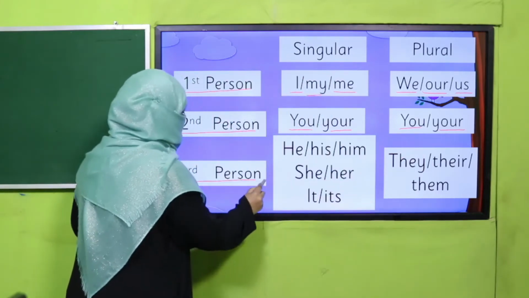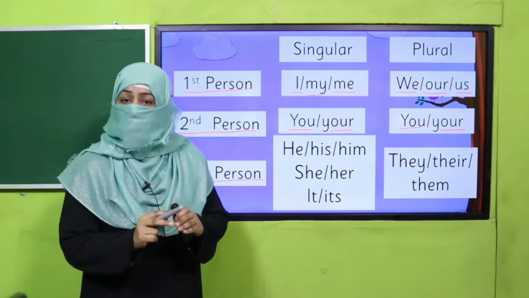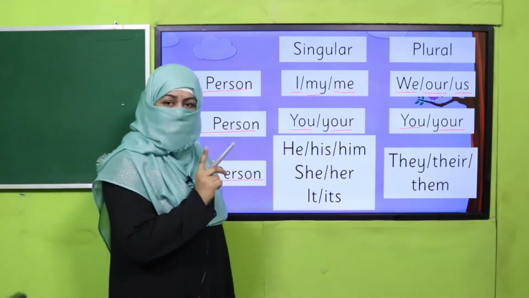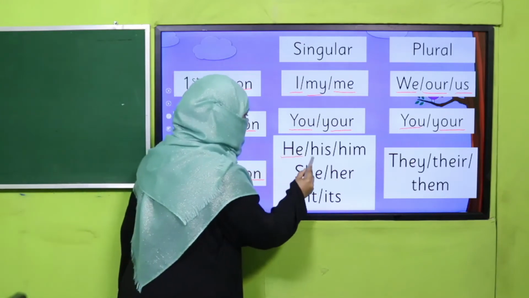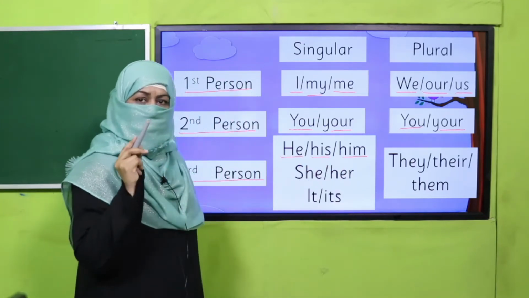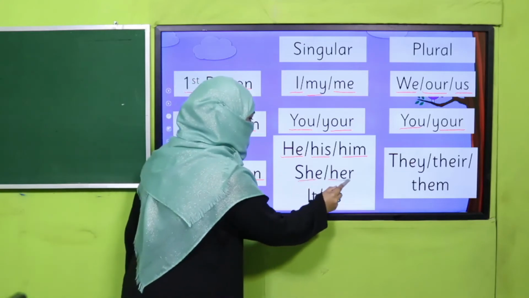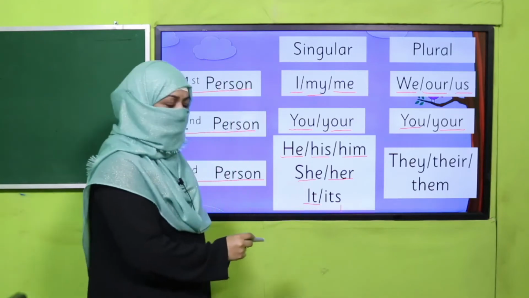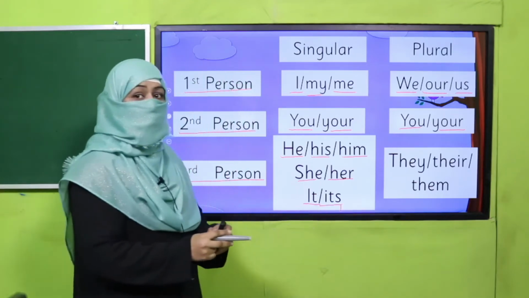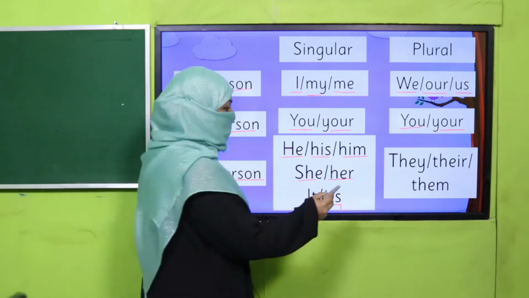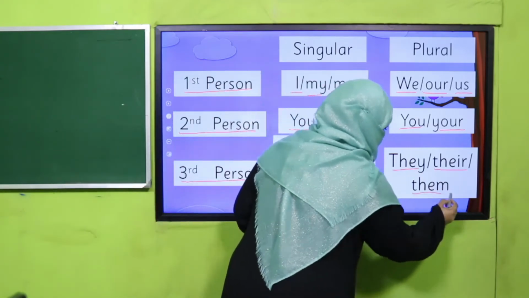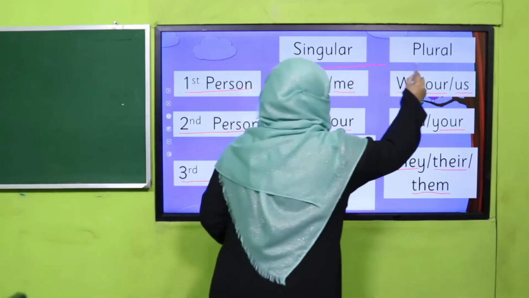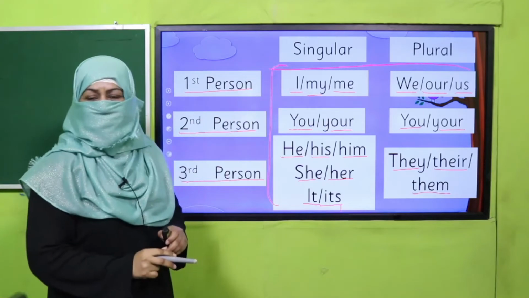Third person means a person who is not around. We are talking about someone who is not around. So if the third person is male, we use he, his, or him. If the third person is female, we use she or her, and we use it or its for animals and non-living things. And if we are talking about more people, then it will be they, their, or them, right? So all these words which replace the nouns are pronouns. You got the point?